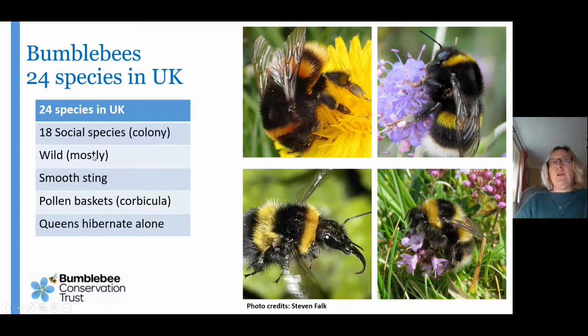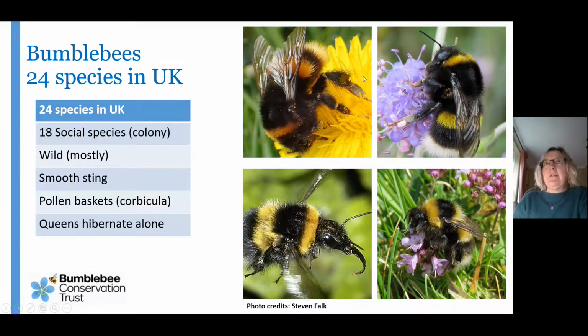Most bumblebee colonies in the UK are wild, although we do actually import captive bred bumblebees. There's a big factory in the Netherlands that produces these captive bred bumblebees, and they are used in glass houses for early set fruit, for example, for commercial pollination. But all the species we have are native to the UK. They have a smooth sting like the solitary bees, so they can survive to sting again.